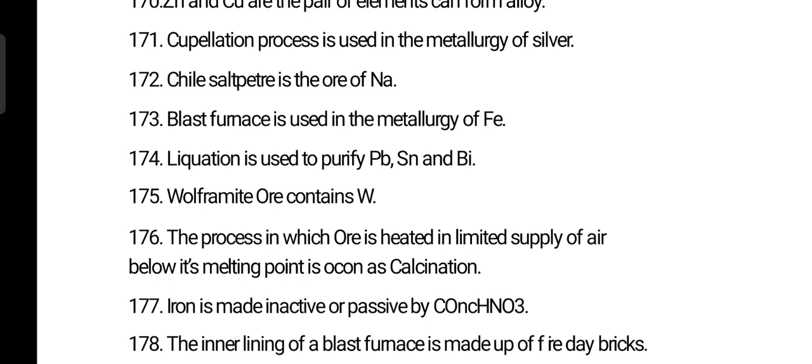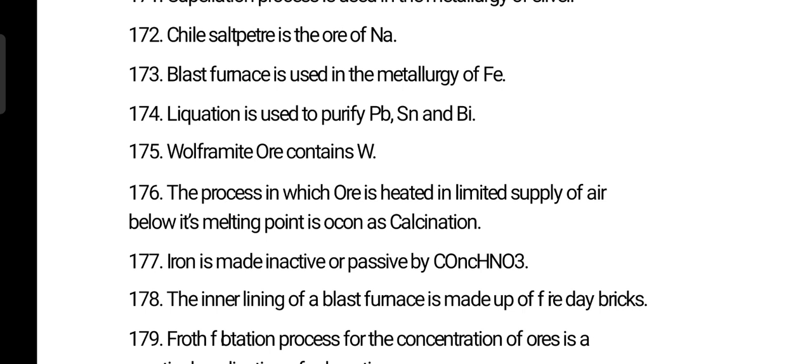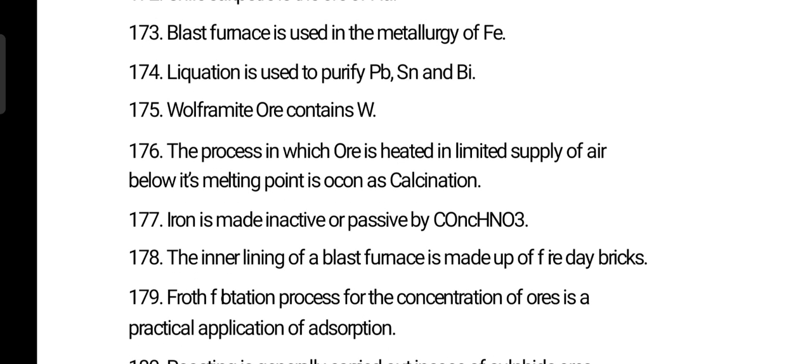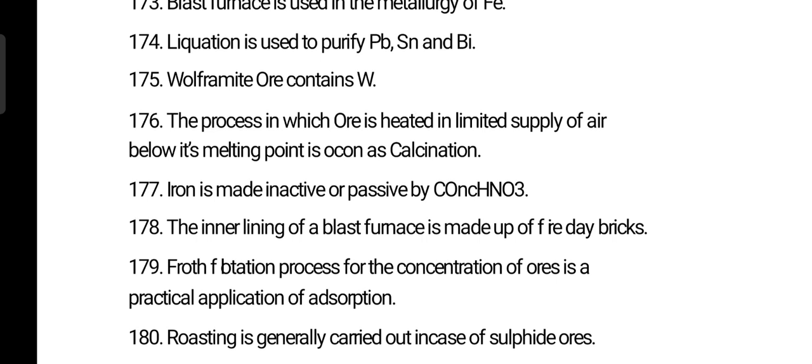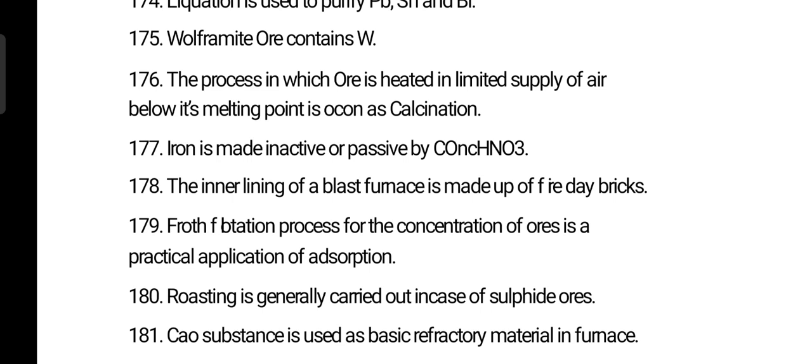Zn and Cu are a pair of elements that can form an alloy. Cupellation process is used in the metallurgy of silver. Chile saltpetre is the ore of Na. Blast furnace is used in the metallurgy of Fe. Liquation is used to purify Pb, Sn and Bi. Wolframite ore contains W.